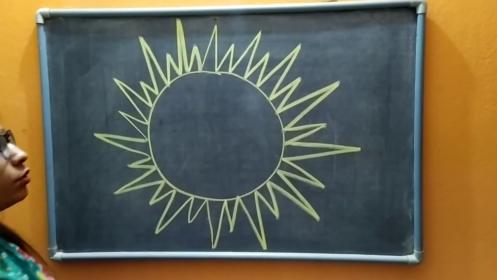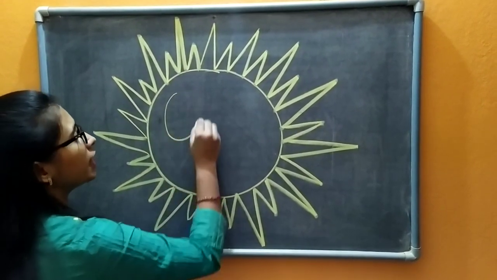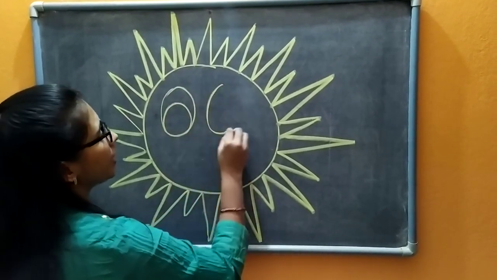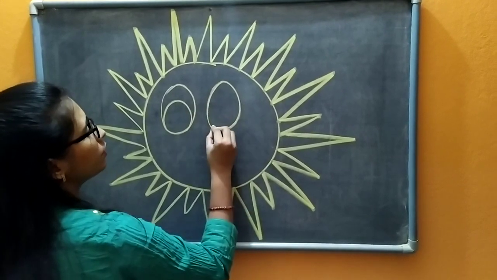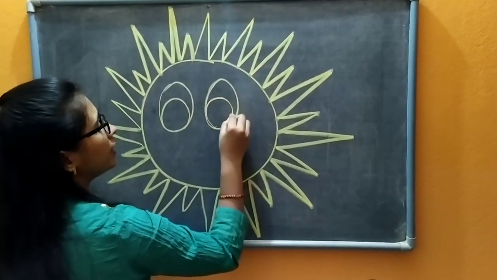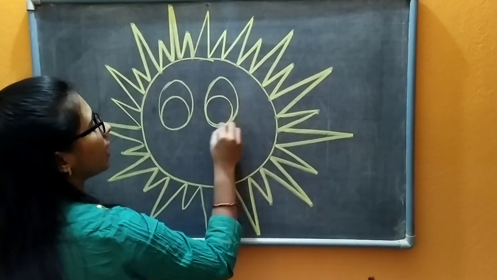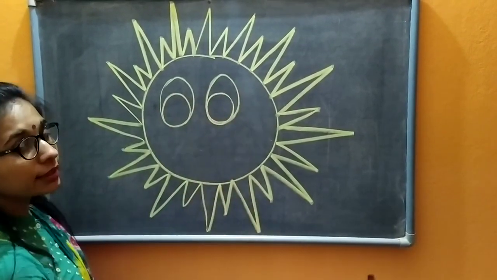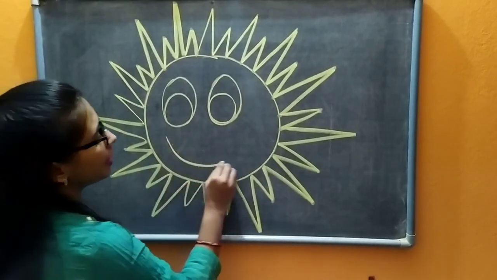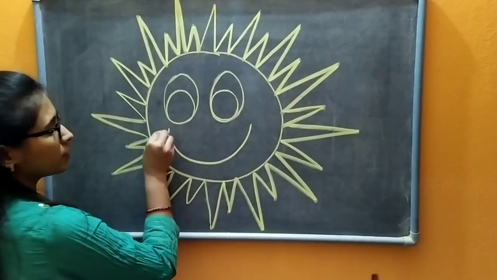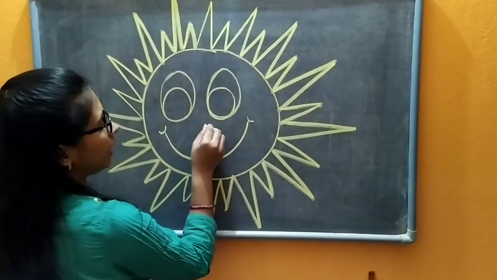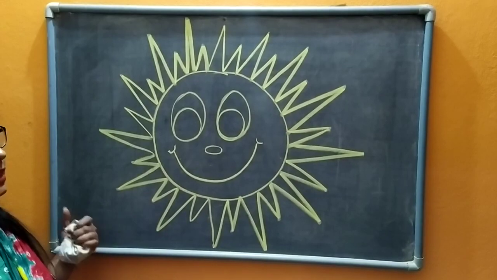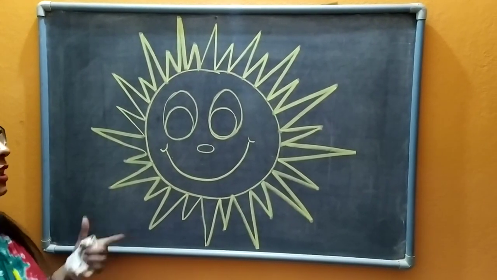Now I am going to draw eyes of sun like this. Big eyes. For that I am drawing 2 0 and a circle inside. आपको 2 0 बनाना है और उसके अंदर 2 circles. Then a big smile. Okay. And a small nose. What is this? It is a beautiful sun.